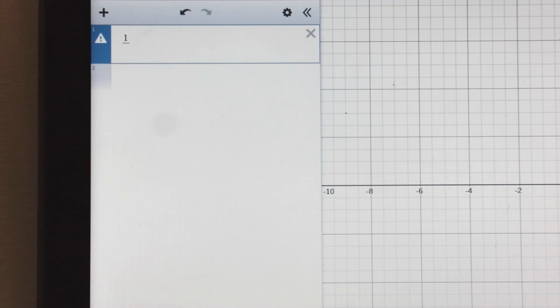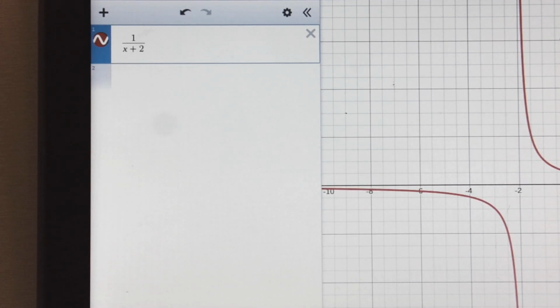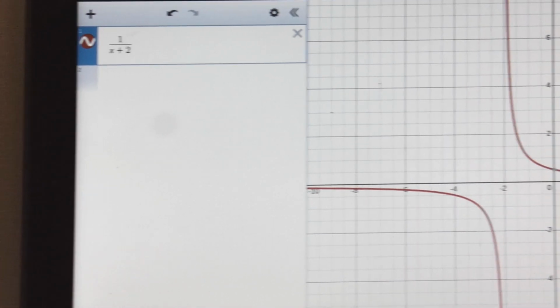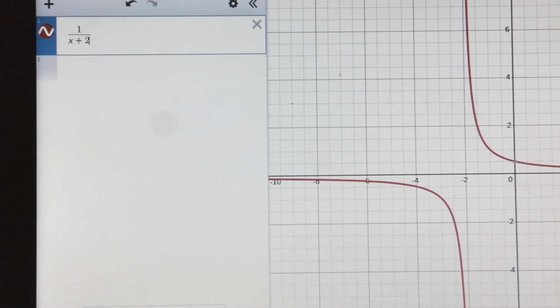Like it gives you a denominator? And what does number 1 have in the denominator? X plus 2. So I'm going to type that in. X plus 2. Do we have a graph that looks like mine? Yes. I'm going to come around and check.